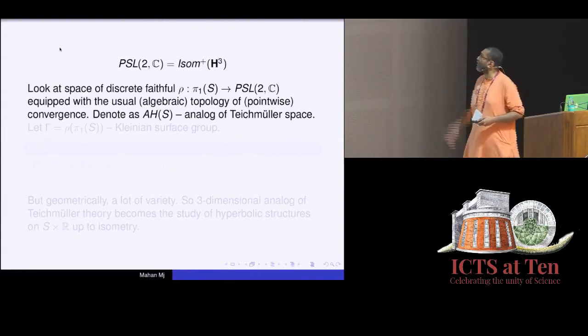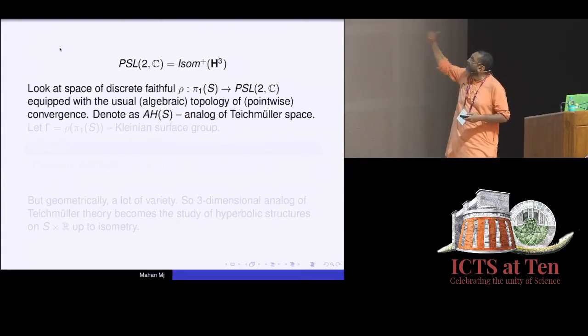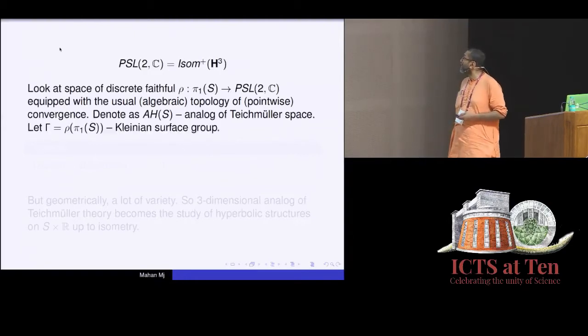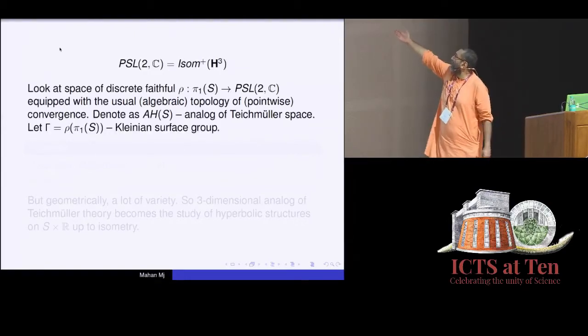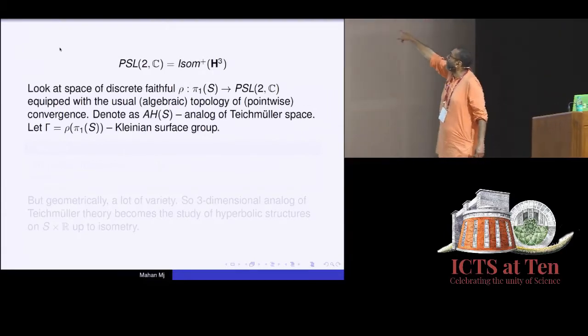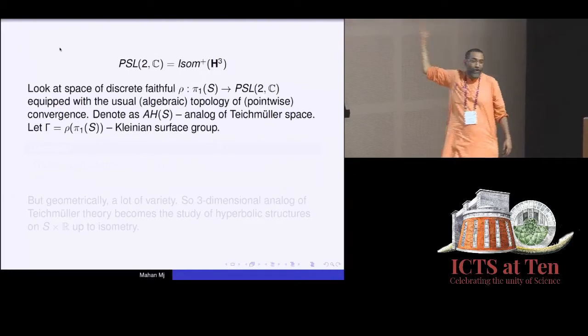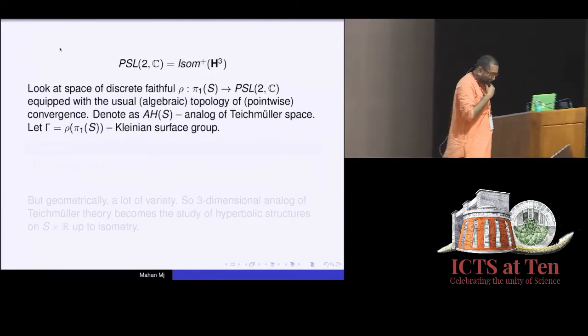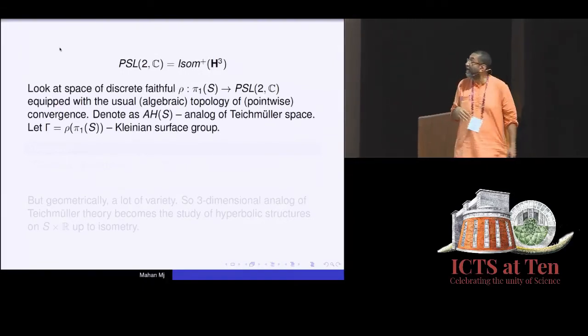So how are we going to go about studying these things? What's the geometric study of these representations? You think of this rho of pi1 S, just denote this by gamma. These are called Kleinian surface groups. They were discovered by Poincaré.